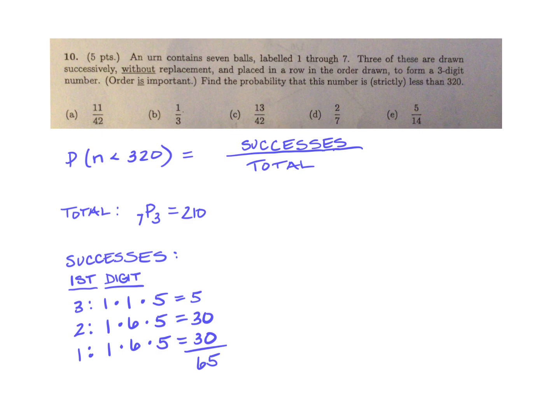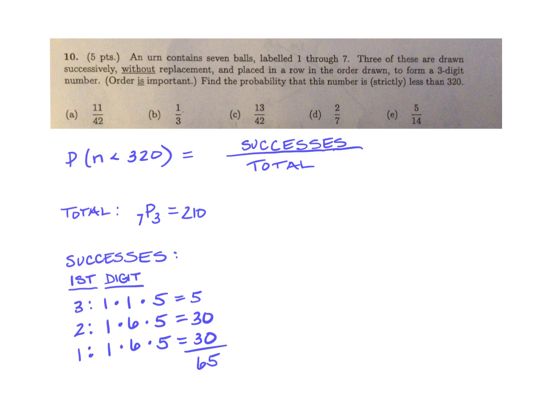So now let's talk about finding the probability of a number that in this case is less than 320. So that probability is going to be calculated by taking the number of successes, the number of numbers that actually fall into that category, and dividing it by the total number of 3-digit numbers that you could actually create with this method. So for the bottom, to get that total, again, because order matters, I'm going to do a permutation. There are 7 numbers, and I'm going to choose 3 of them. So that's 7P3. You just type that in your calculator, and it will spit out 210.